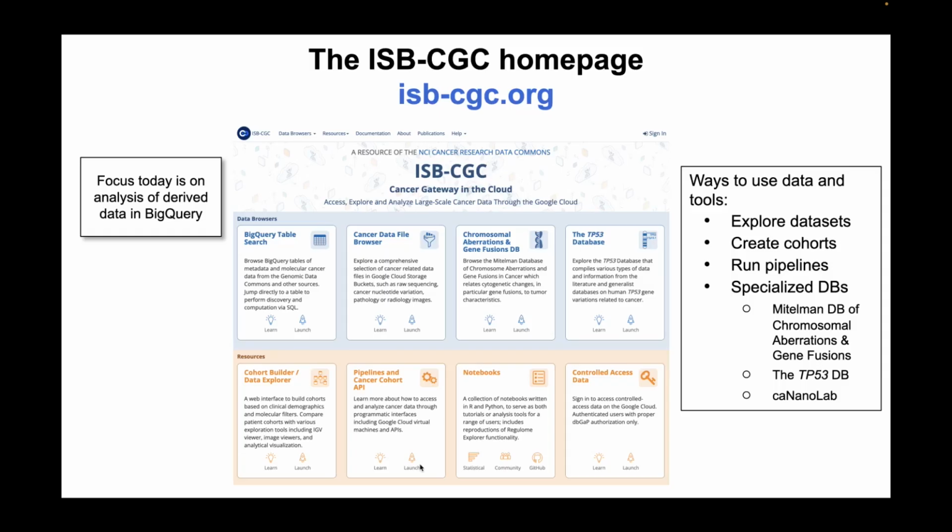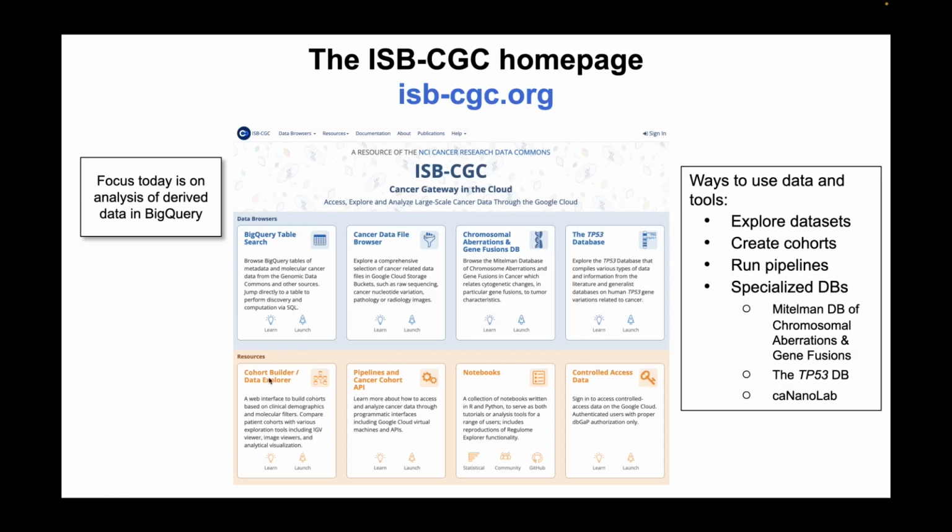We have a lot of different resources. I'm going to highlight them one by one real quick. We have a BigQuery table search tool, which we built to make discoverability of the data that we offer easier. I'll go through this a little bit later. We have a cancer data file browser. This includes an image viewer for slide images, etc. There are a couple of databases that we host. One of them is the Mitelman database of chromosomal aberrations. Then we have the TP53 database, still, right now.